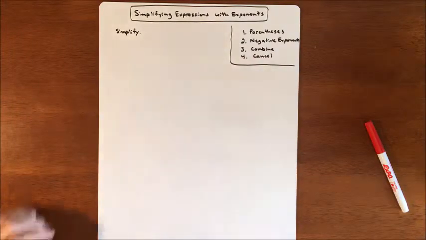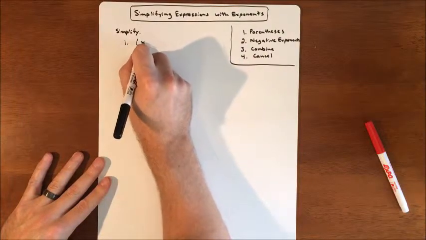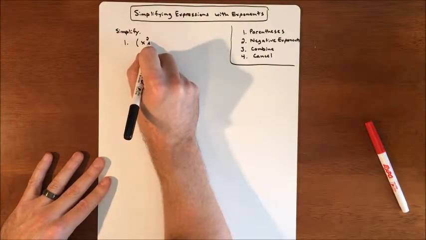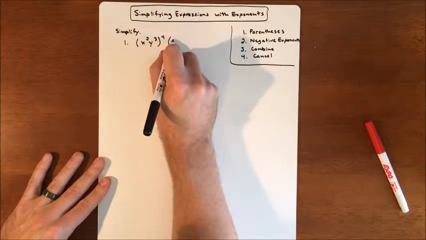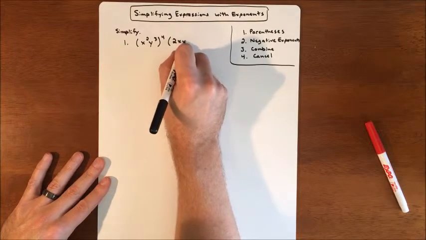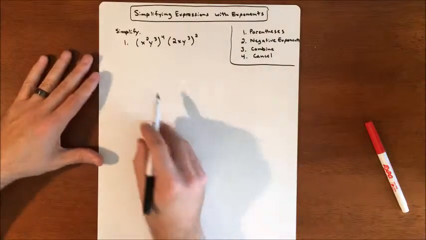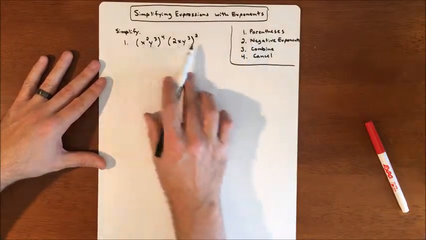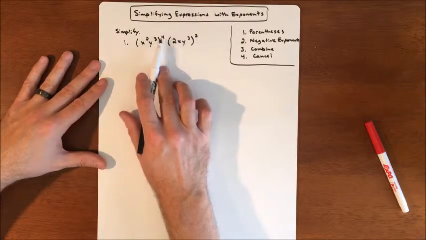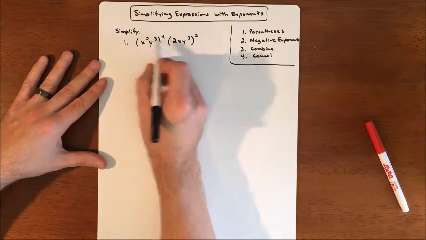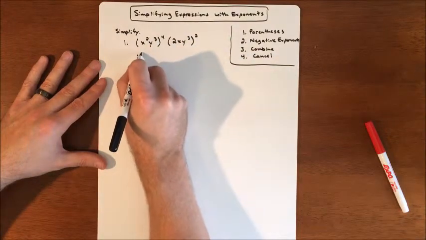So for the first one, directions are going to say simplify, and we'll take x squared y cubed to the fourth times 2x y to the third squared. So we've got to remember our properties, and the first thing I'm going to take care of is I have parentheses, so I'm going to eliminate the parentheses, and this is where you're going to have powers to powers. So this fourth power is going to apply to everything in here, the second power is going to apply to everything here. So powers to powers, we're going to multiply this together.